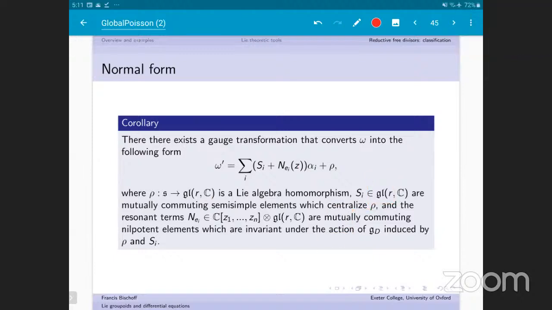Okay. Francis, is it easy to see why these resonant terms should be polynomial instead of just arbitrary holomorphic functions?